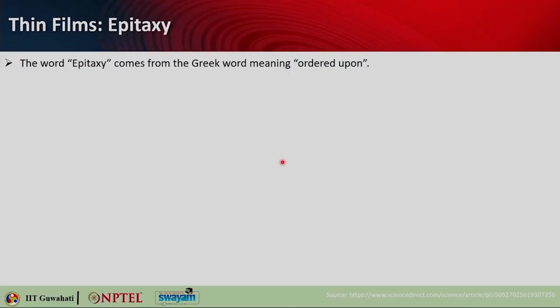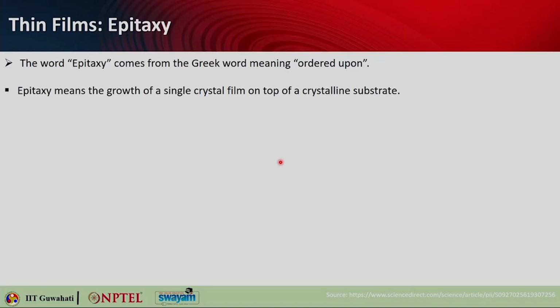Okay. So, with that we move on to the third method of depositing thin films, that is epitaxy. So, when we talk about epitaxy, this word comes from a Greek word which means ordered upon. So, epitaxy means basically the growth of a single crystal film on top of a crystalline substrate.